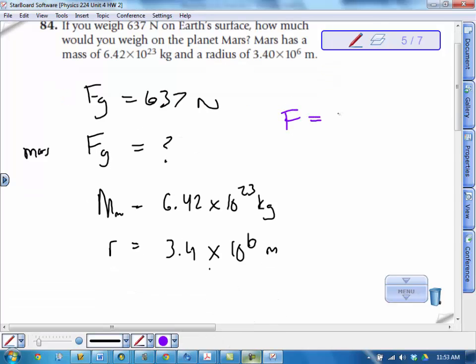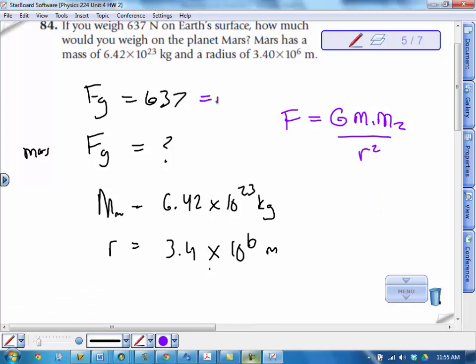Yeah, we can use universal gravity for this. This is F equals G times M1 times M2 over R squared. We know the mass of Mars. We know the distance that you are from the center of that mass, R. And we need to find your mass, but we can find that because we're given how much you weigh on Earth. So we can divide by 9.8 to get your mass. So we'll have all three of those variables.